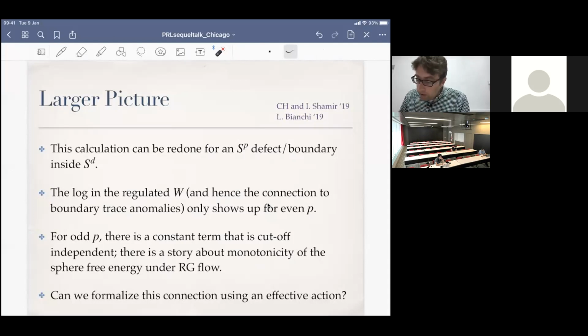So for odd dimensions, what typically happens is you'll get some constant term, which is RG independent or independent of your regulator. And there's this other story that I'm not really going to talk about today about monotonicity of the sphere free energies under a renormalization group flow. And there's been a whole interesting literature about that. But that's another part of the story, another road you could take at this point.